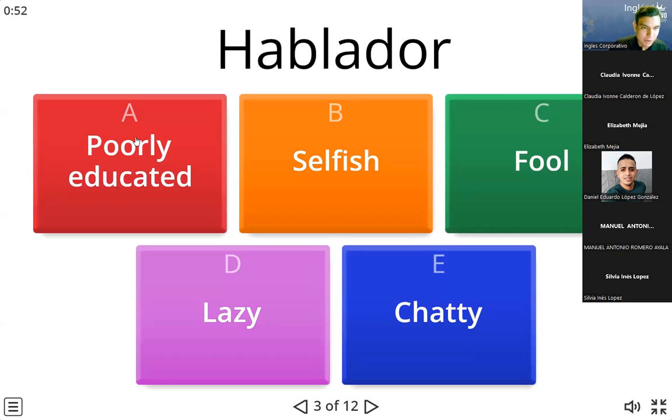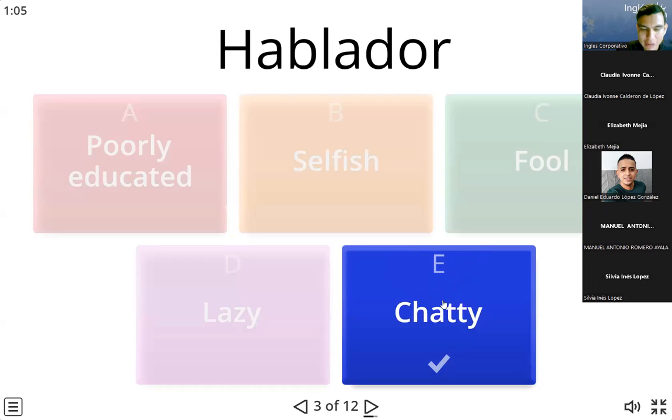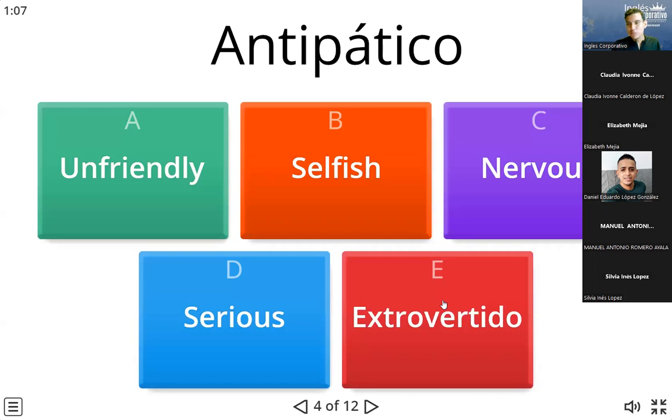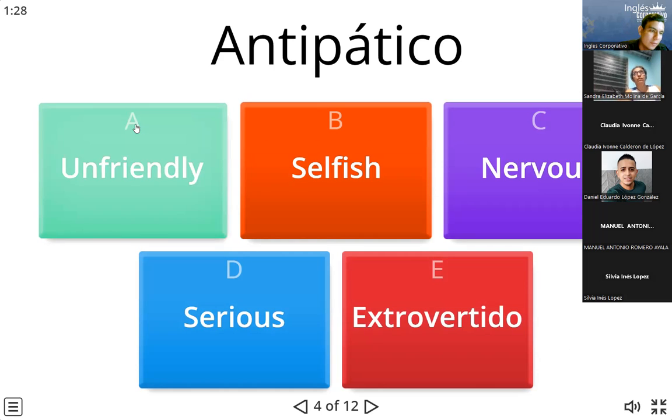Chatty. I'm sorry? Chatty or chat? Chatty, very good. Okay. Charlador. También hay otro adjetivo que quizás es más común, que se dice talkative. Talkative, que es alguien que habla mucho. Talkative. Ok. Antipático. Unfriendly.